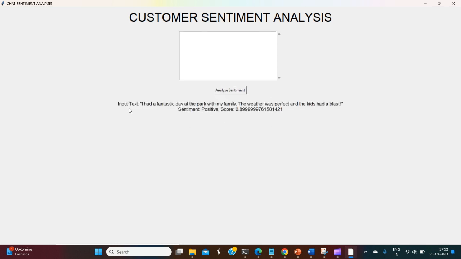Okay, so you can see the input text was: I had a fantastic day at the park with my family. The weather was perfect and the kids had a blast. So what is the sentiment? It's positive, obviously, because the score is 0.89. It's a positive score, up to 89. Some of the words being used give positive values: fantastic day, the weather was perfect, and had a blast. Like this only.